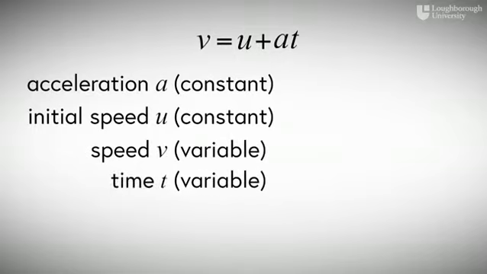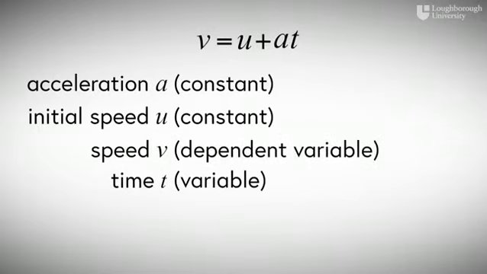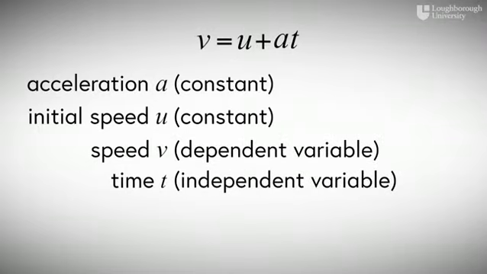As time varies, so too does the speed of the object, because it is accelerating. If we choose different values for time t, we can use the equation to find the corresponding value for speed v. So speed v depends upon time t. The variable v is the dependent variable, and the variable t is the independent variable.